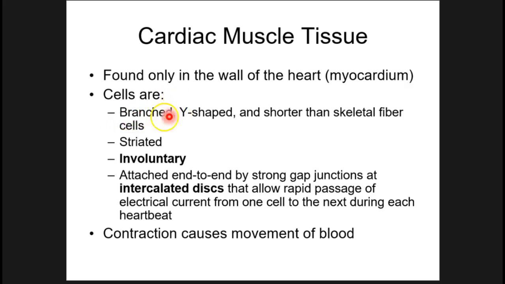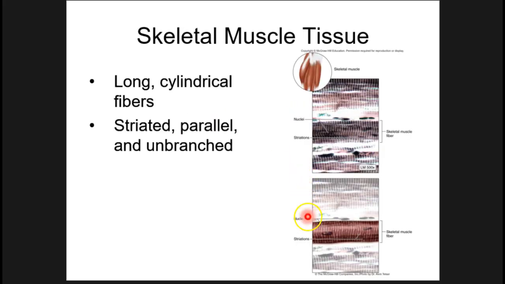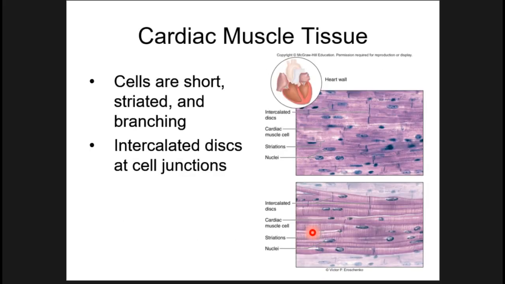They tend to have branched, Y-shaped, and shorter cells. So the cells are not these really long cylindrical cells. This is a very high magnification. The one we're going to use for cardiac is a little bit lower magnification. So we've zoomed out a little bit.